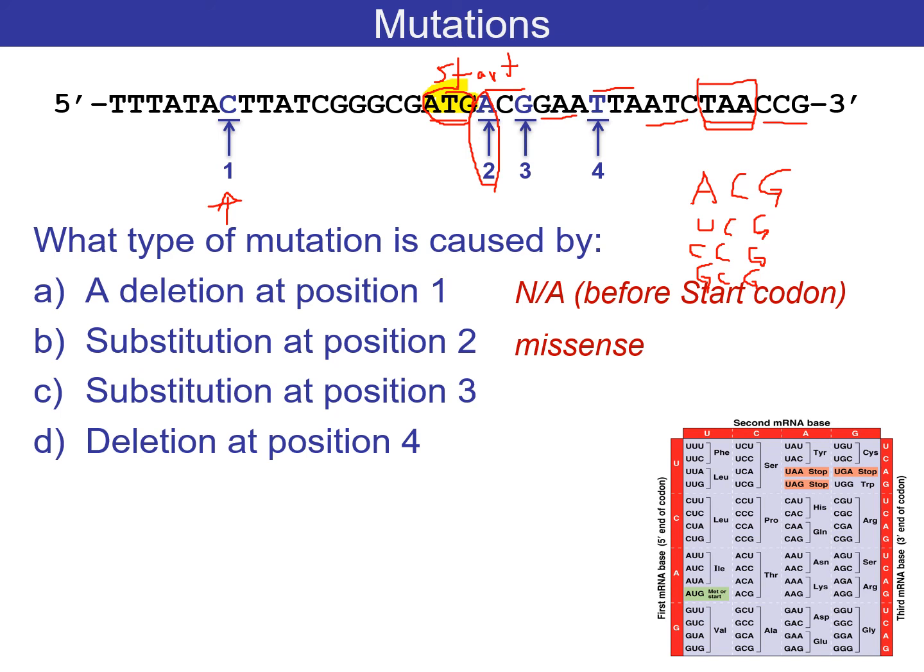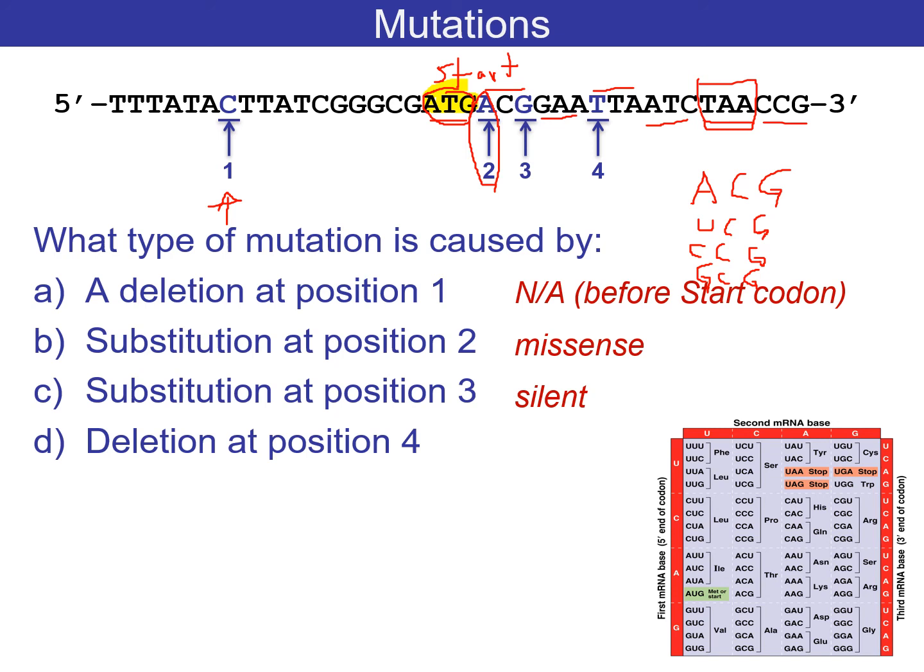What if we do a substitution at position 3? So we're changing it from an ACG to an AC anything else. Take a look on your genetic code. If you take a look, AC and any other letter is always a threonine. So this would be a silent mutation because we are staying with the same amino acid, threonine.